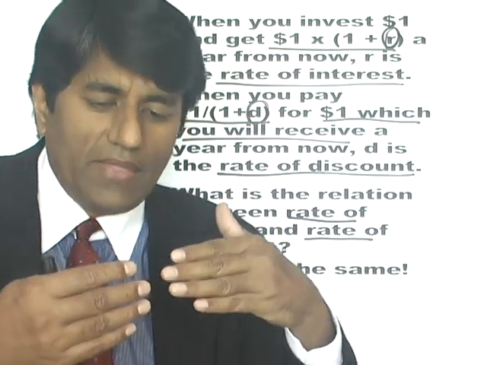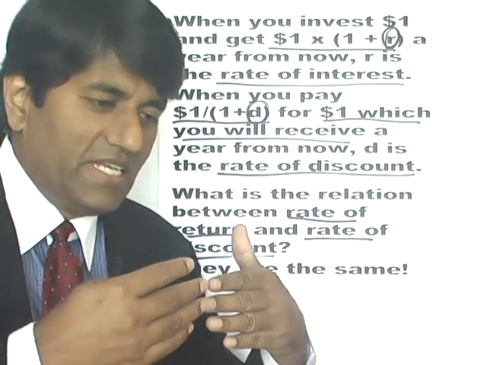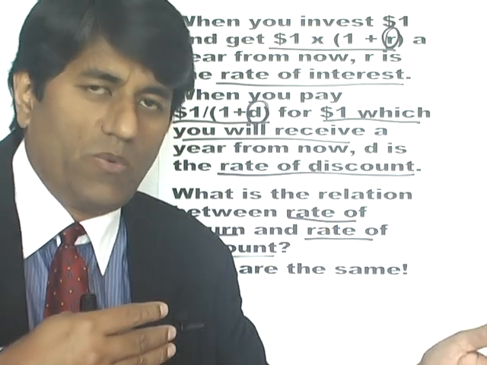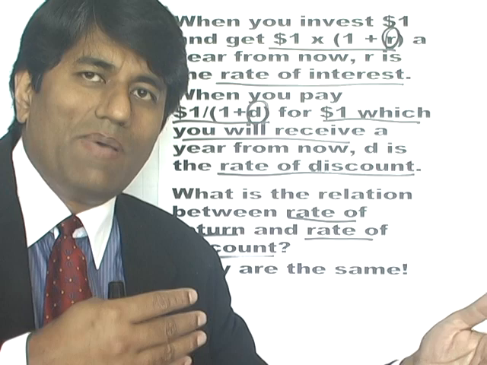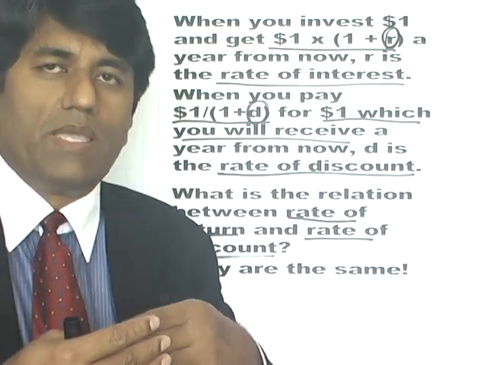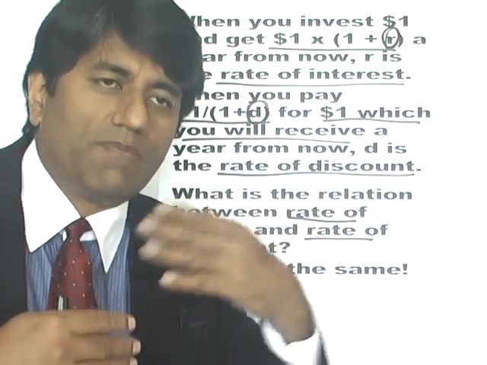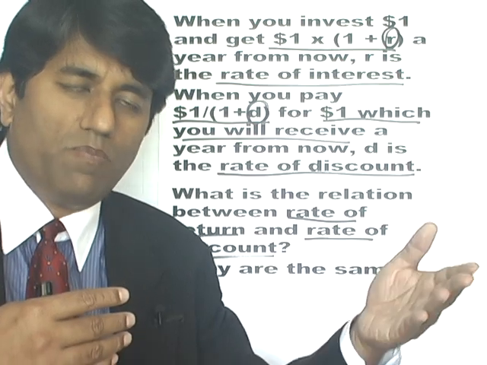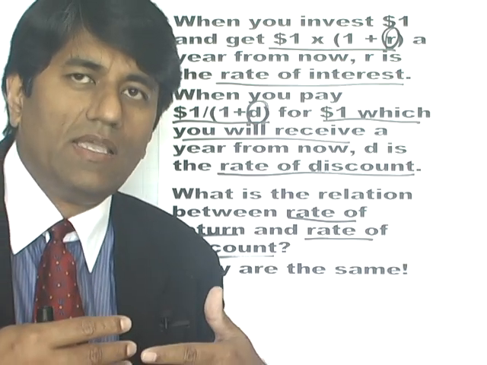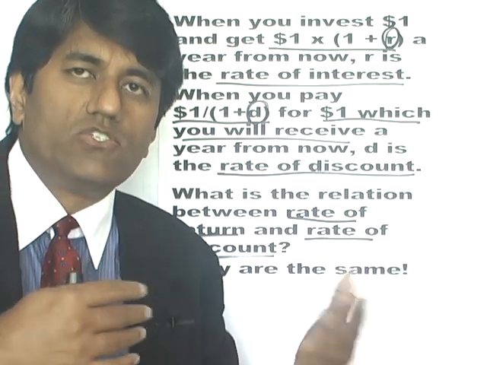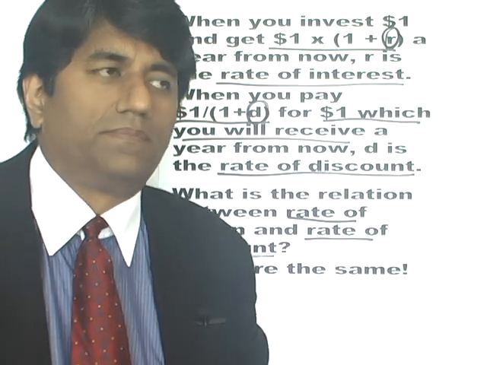So the rate of return, which is the rate for moving forward, is the same as the rate of discount, which is the rate for moving back. When you move forward, you multiply by 1 plus R. When you move back, you divide by 1 plus D. And these two numbers should be the same.